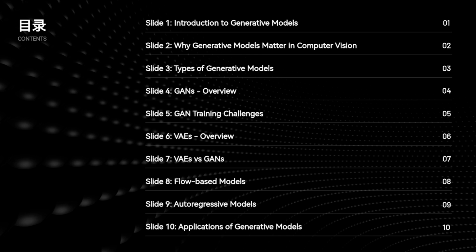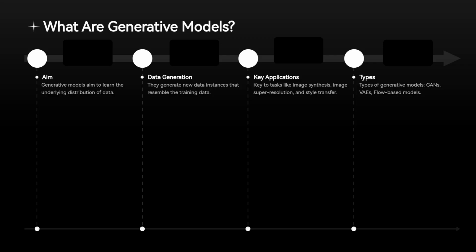Here are the contents. Generative models are a class of machine learning models that focus on learning the distribution of a given dataset and generating new, similar data instances. These models are powerful because they can create new data from learned patterns, making them ideal for applications like image synthesis, image super-resolution, image denoising, and style transfer.